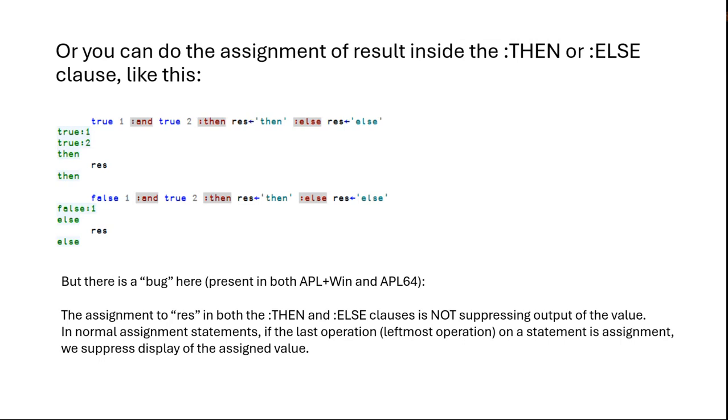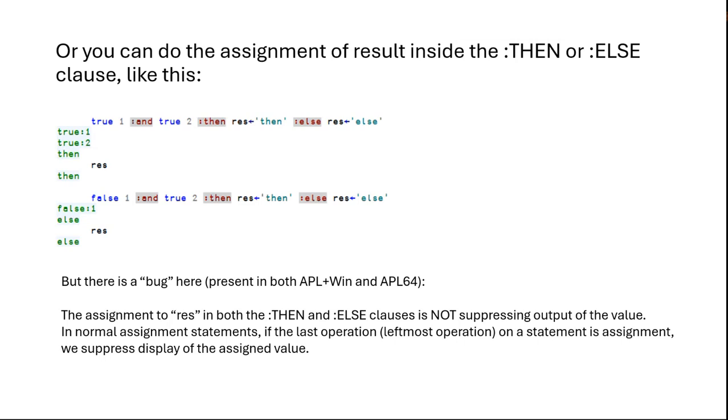But what's happening in this case is we are successfully assigning the value of the then clause. But what you'll notice is that the then is still being displayed in the third line of output here. So the normal suppression of display of output that occurs when you do an assignment as the last operation on a statement isn't working when it's embedded inside of a sequence like this then clause. And I believe that that's incorrect.